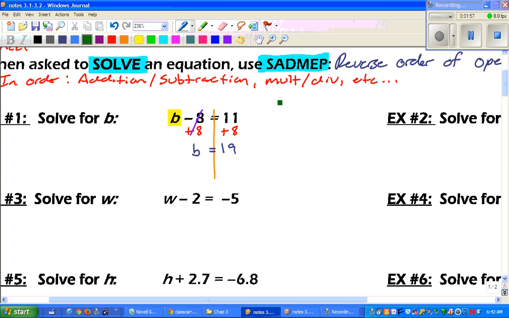Now, one of the nice things about math is that we can check to see if we got the answer right. I'm going to plug in 19 to where b is. 19 minus 8, that's 11. Does 11 equal 11? It does. We're happy. And b equals 19 is the correct answer.